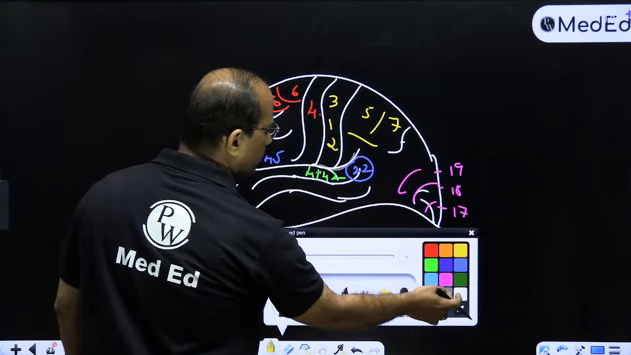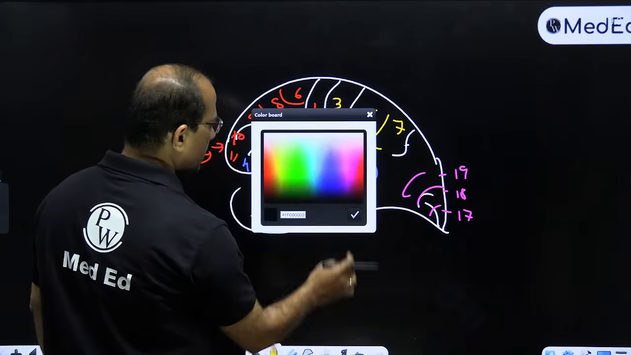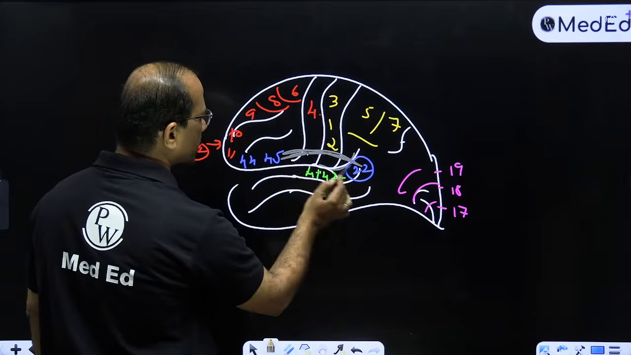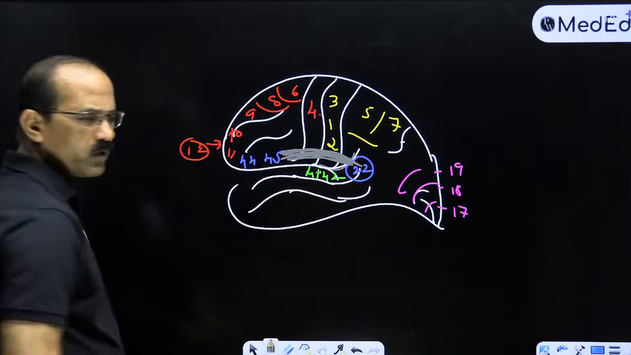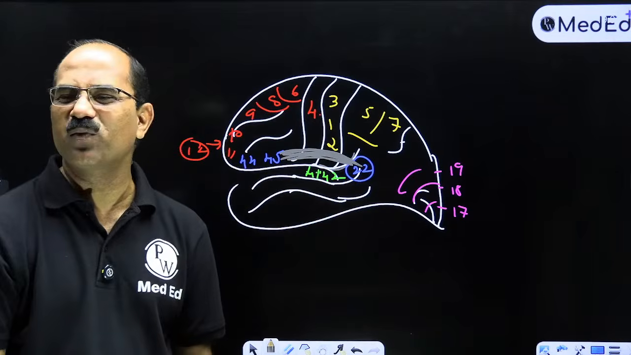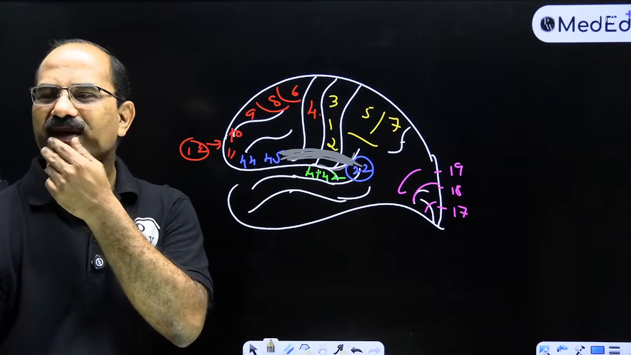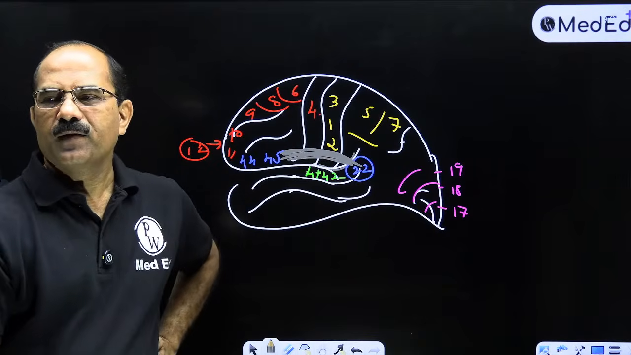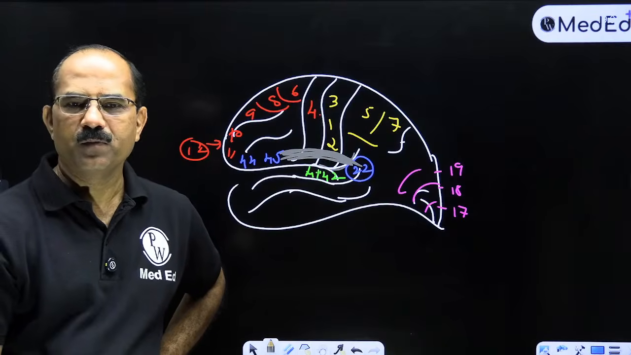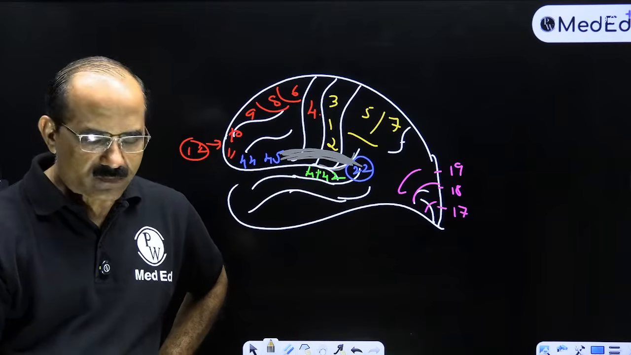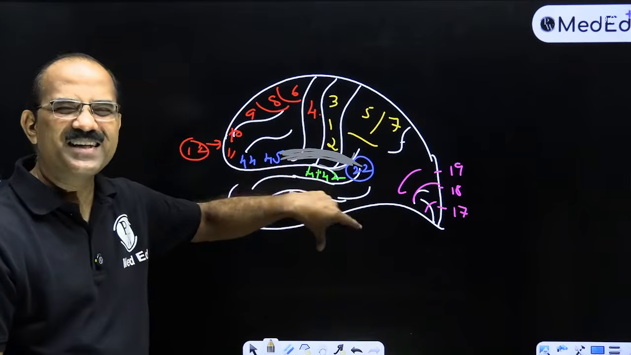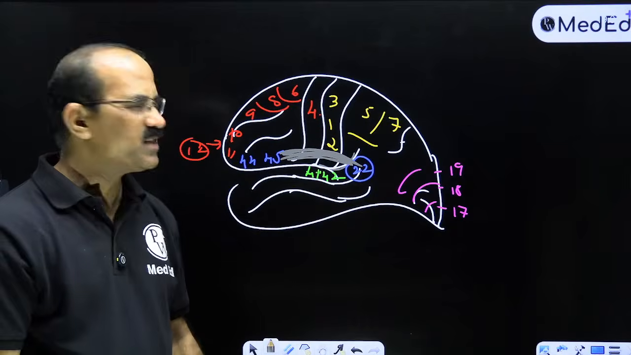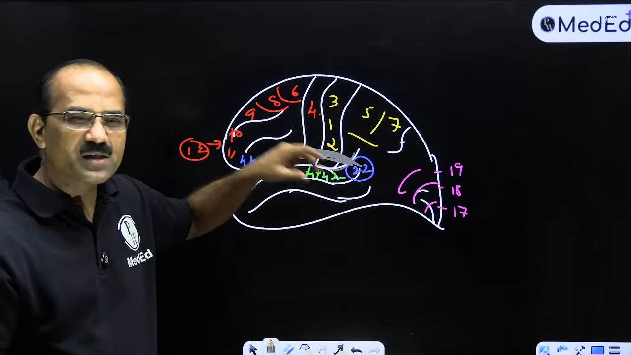Can you tell me what this structure is? What is this tract which connects the Broca's and the Wernicke's area? Can you answer this? It is very important. Damage to this structure leads to conduction aphasia. What I have drawn connects Wernicke's and Broca's.